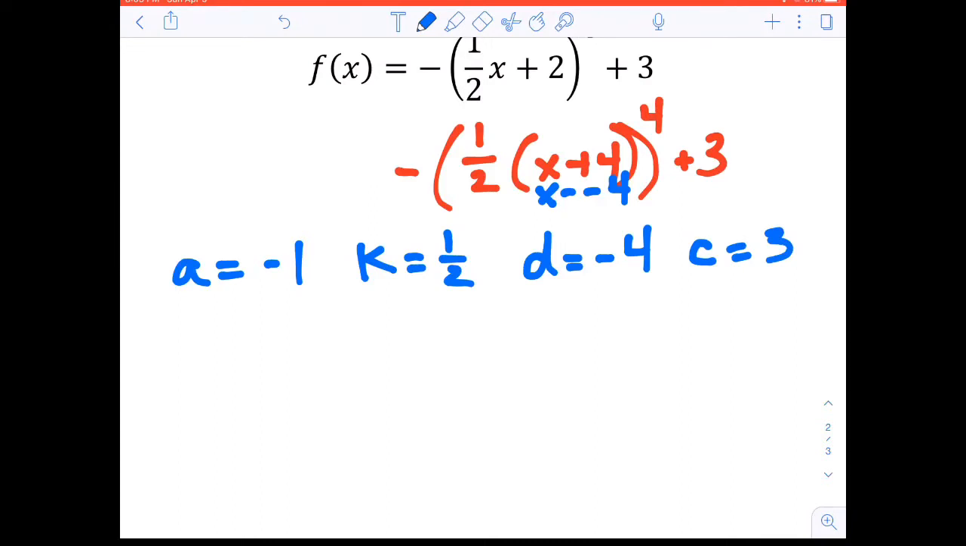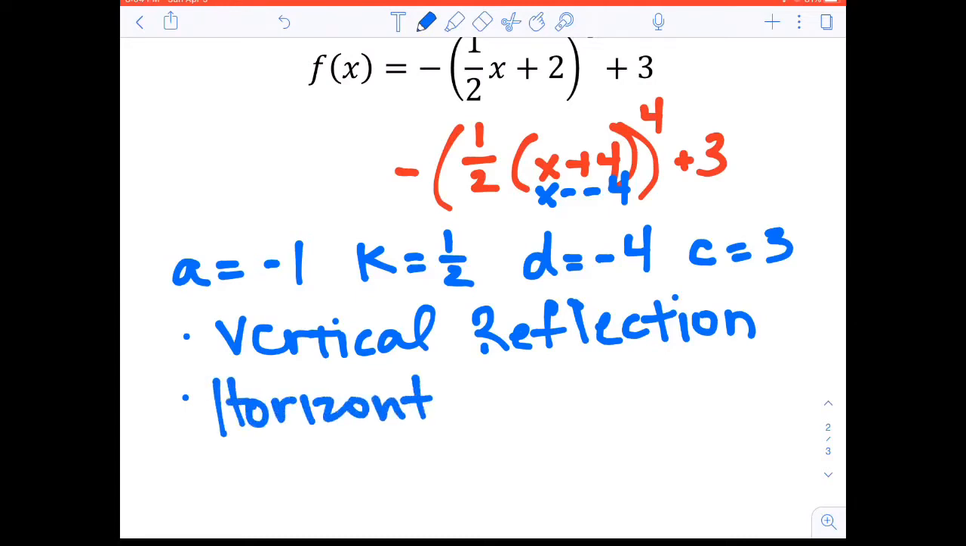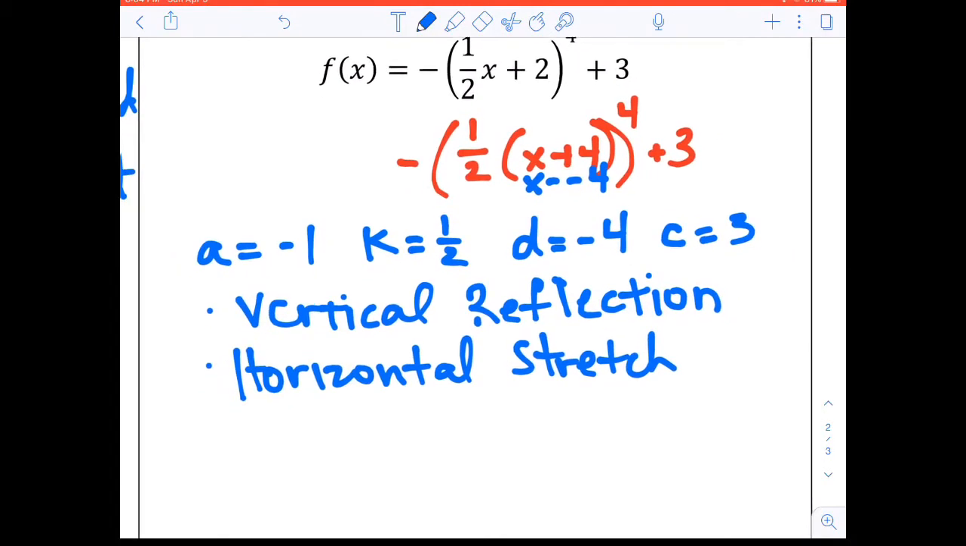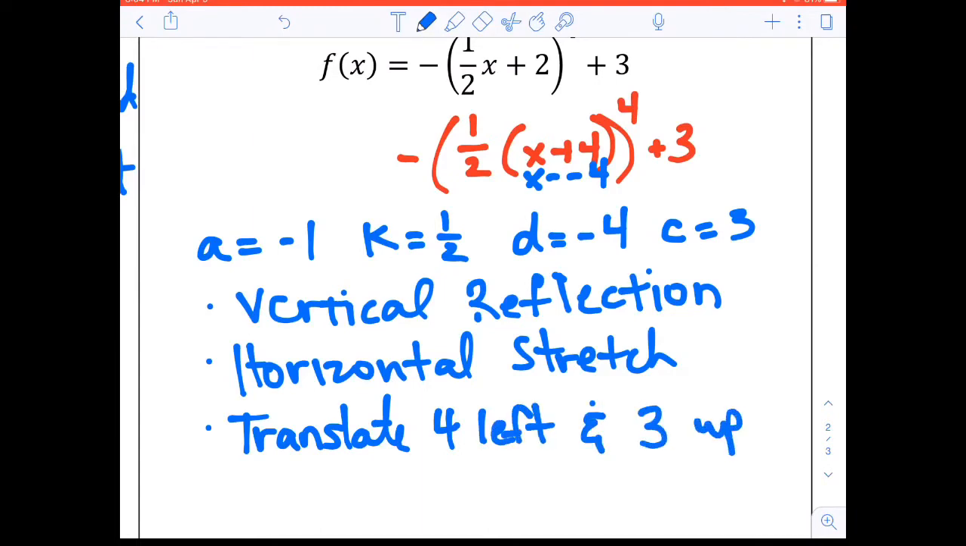So if I'm describing the transformations, I can start over here on the left. It's A is negative 1. I know that there's a vertical reflection. K is half. I know that's a horizontal stretch by a factor of 2. D is negative 4, so I know that that's been translated 4 to the left, and C is 3. I know that's translated 3 up. So translate 4 left and 3 up.